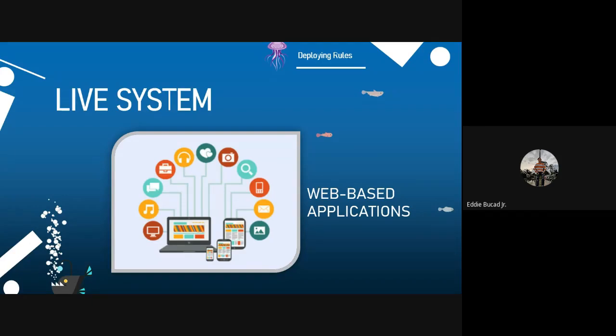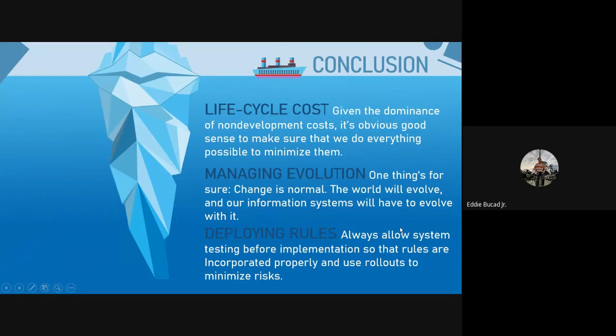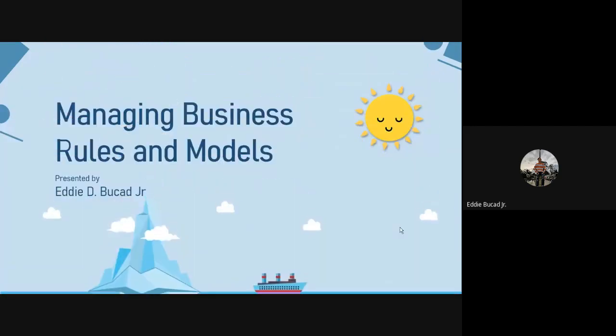So, tatandaan nyo, if you're going to have your team, make sure lahat ay nagpa-participate. Mahirap sa isang team na one-man band. And for the last, in conclusion, life cycle cost: given the dominance of non-development cost, it's obvious good sense to make sure that we do everything possible to minimize the cost. If you're going to integrate a system, kailangan gawin mo lahat para ma-minimize yung pera. Managing evolution: one thing's for sure, change is normal. And the world will evolve and our information systems will have to evolve with it. And the last, deploying rules in implementation: always allow system testing before implementation so that rules are incorporated properly, and use contingency planning or rollouts to minimize risk. And that's all for the discussion today.